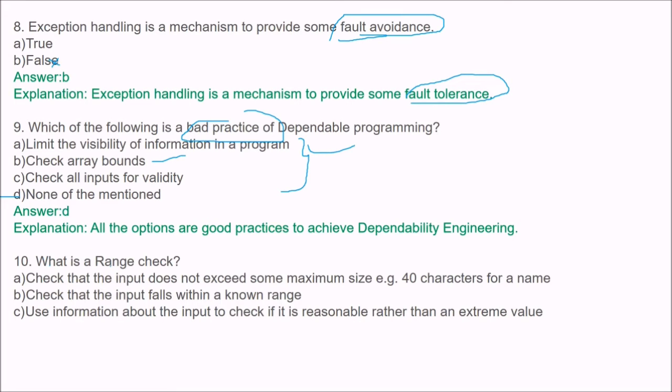Tenth is, what is range check? Check the input value does not exceed some maximum size, for example 40 characters for a name. Check that the input falls within a known range. Use information about the input to check if it is reasonable rather than an extreme value. The answer is B. Range check is checking that the value or input falls within a known range.